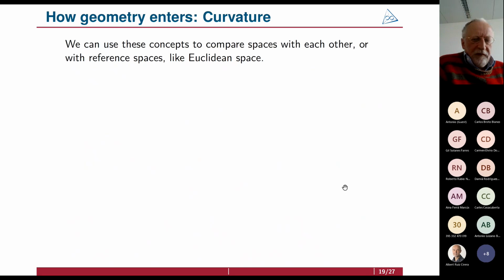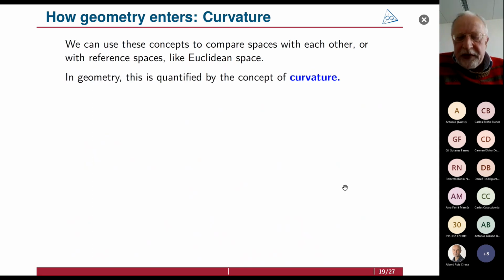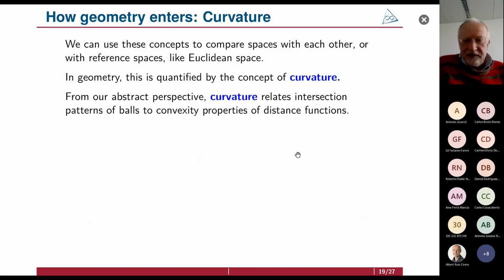Now, we want to go into geometry and relate that to curvatures. Now we can use these concepts to compare spaces with each other or with reference spaces like Euclidean spaces. And of course, such a comparison in geometry is quantified by the concept of curvature. Now we have a quantitative notion of comparison, this lambda hyperconvexity, and we want to turn that into a curvature concept. Because from the abstract perspective that I'm developing here, curvature relates intersection patterns of balls to convexity properties of distance functions.